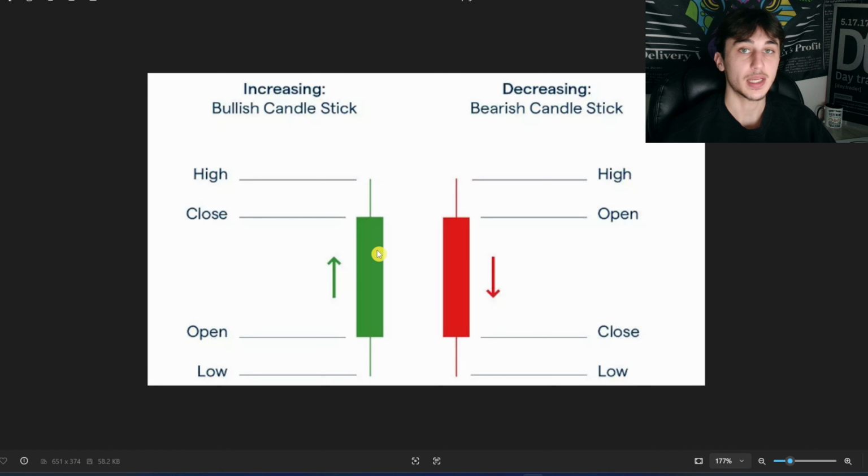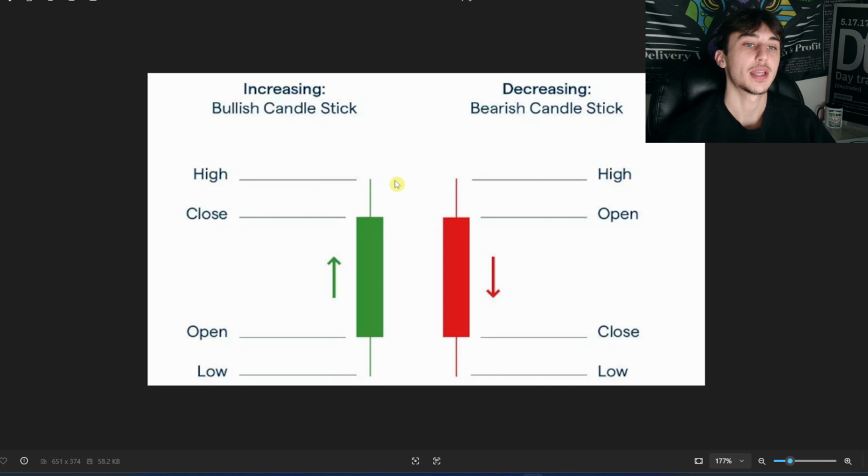Now let's have a look at the wick highs and the wick lows of a candlestick. This essentially represents the highest point that the candle has reached, and vice versa. This represents the lowest point that the candle has reached. So let's say that this specific candle opened at $100, it hit lows of $50, it also hit highs of $300, then it came back down and closed at $200.